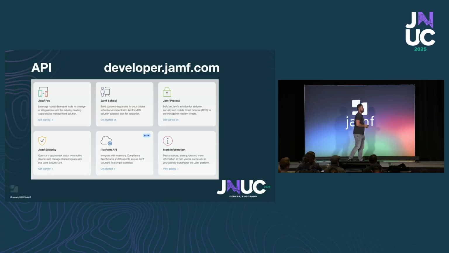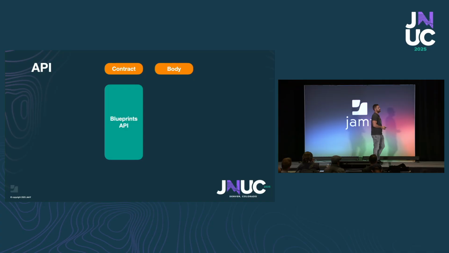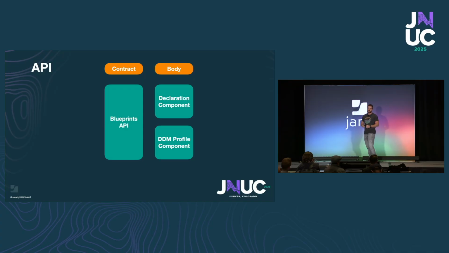So let's go to the developer portal, where next to the Jamf Pro API, we have the Platform API. In the Platform API, we are truly API first, because to configure configuration profiles, the only thing you need to know is the contract and the body. So you need to know the Blueprint API contract, and you need to know what you need to put in the body. We can put a declaration component, so declaration configuration, or DDM profile, which is also known as legacy payload. Knowing just these two things will allow you to do whatever you want with the Blueprint API.